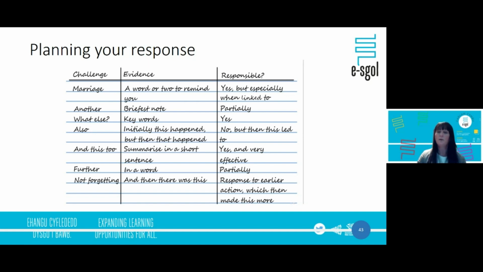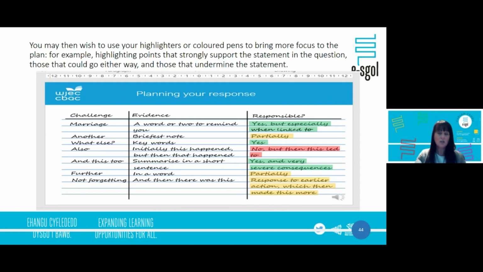So this is just one idea that you might want to take away and use yourself. You could take it a step further, okay, and maybe highlight how far the responsibilities went. So if it strongly supported, you use one colour, if it didn't, in another. The other thing you could do there is just put a tick or a cross if it was very, very strong. If it wasn't, that could be used as well. But it's up to you, okay? This is just a plan that I think would suit me if I had to plan an essay.